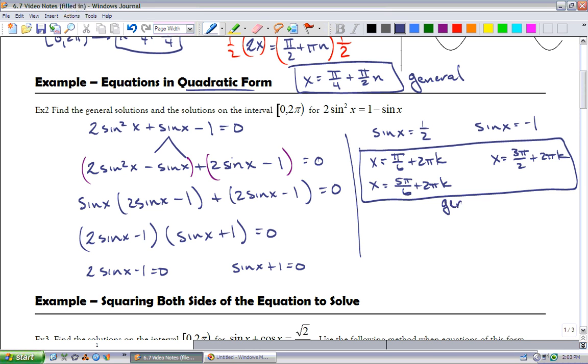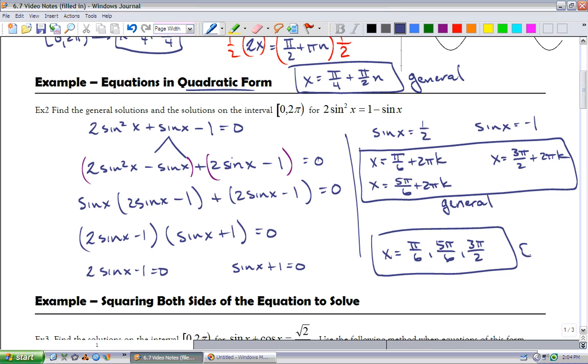Alright, and then if I want my solutions from 0 to 2 pi, I would get x equals pi over 6, 5 pi over 6, and 3 pi over 2. And those would be my solutions on the interval from 0 to 2 pi. And that's it.